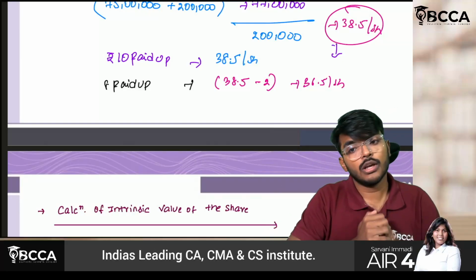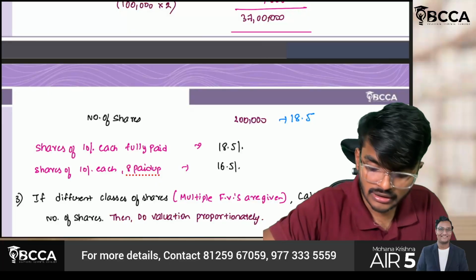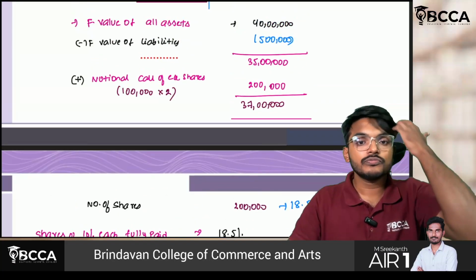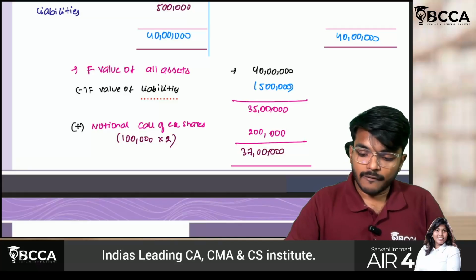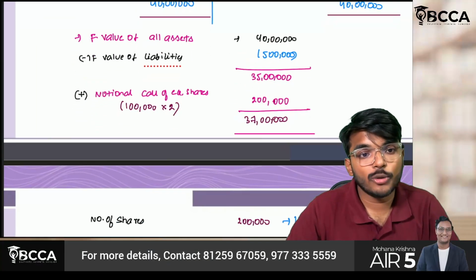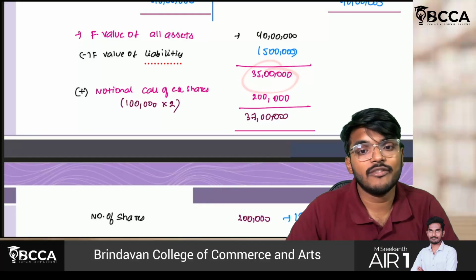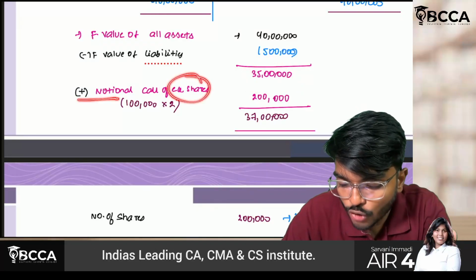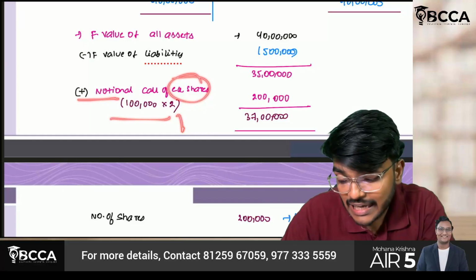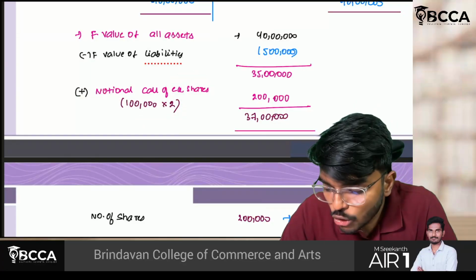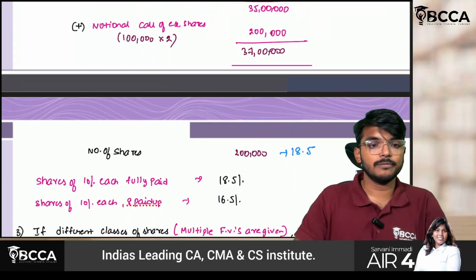Okay, fine. Another example also we'll take. Yes sir, so check this. Fair value of all assets is 40 lakh rupees. Fair value of all liabilities is 5 lakh rupees. So total net assets I will be getting is 35 lakh. Now what you have to do is add this notional call of equity shares. This amount you will not collect from them, but just add it notionally. So how much will you get? 37 lakh I will get.